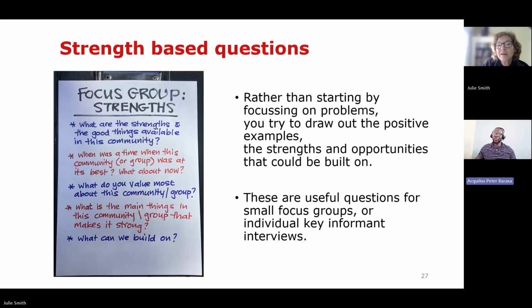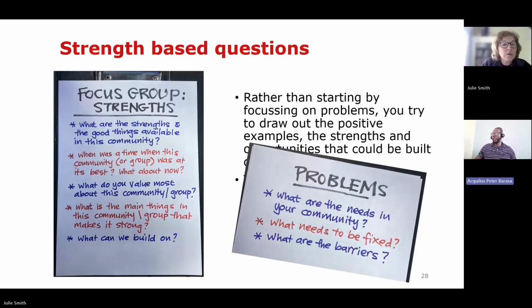These are very positive questions as opposed to the more negative or problem deficit questions, like what are the problems? What needs to be fixed? What are the barriers? By asking questions in this way, you might draw out some of the potentials, or examples of people who are really strong agents of change, and you can then identify them and get them involved in your project. So you can find those real movers and shakers within a community who can take things forward in a positive way.